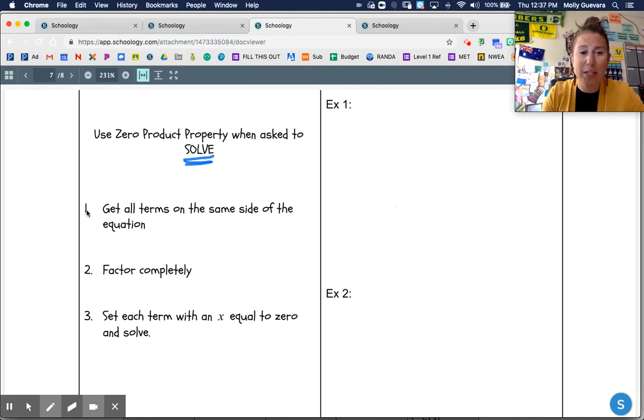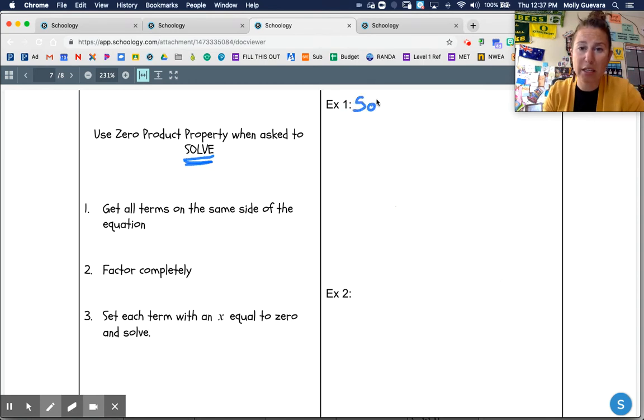So our steps here: first step is to get all the terms on the same side of the equation. That's what we have to do first. Get everything onto one side, set the equation equal to 0. The second step is to factor completely, whatever that means for the problem, right? There's a lot of different types of factoring. And then you're going to set each term with an x equal to 0 and solve. So you're going to take every parenthesis, every factor that you have come up with, and you're going to set it equal to 0 and solve.